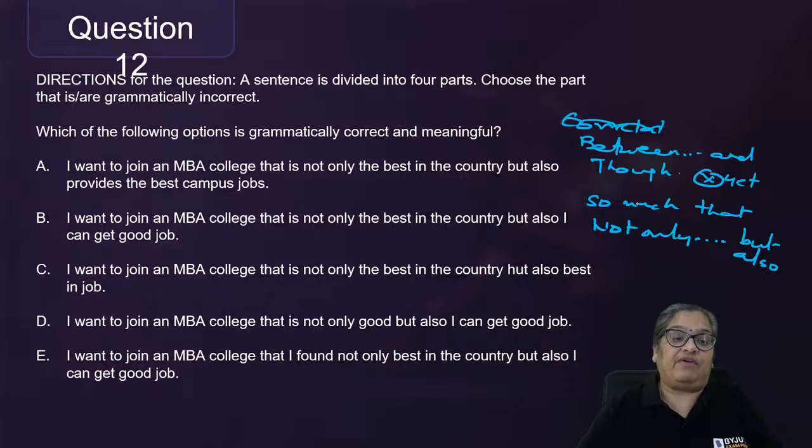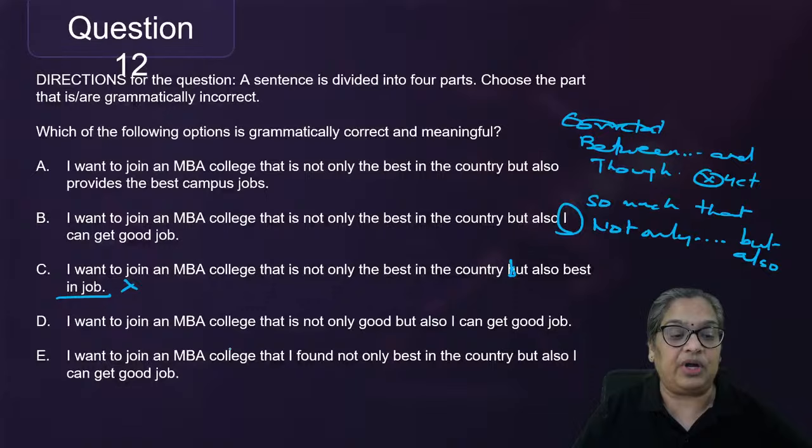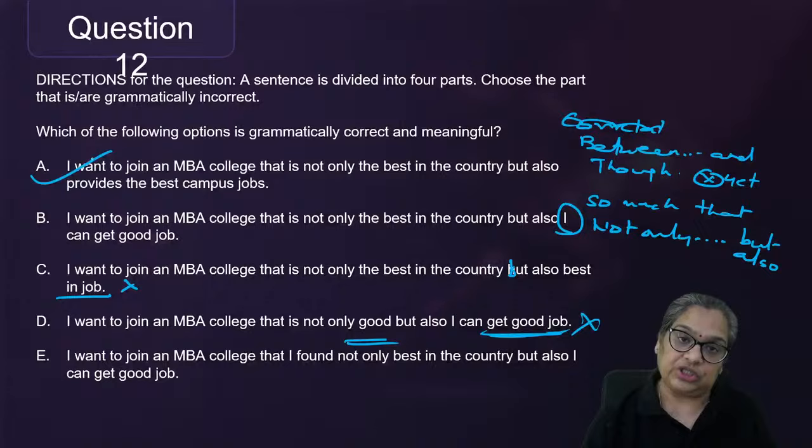Question 12. I want to join an MBA college that is not only the best in the country but also provides the best campus jobs. I want to join an MBA college that is not only the best in the college but also I can get a job. I want to join an MBA college that is not only the best in the country but not hurt but also best in job. Wrong English. That is not only good, but also I can get good job. Okay, so the only one which has the parallel construction and logical construction is A, excellent.